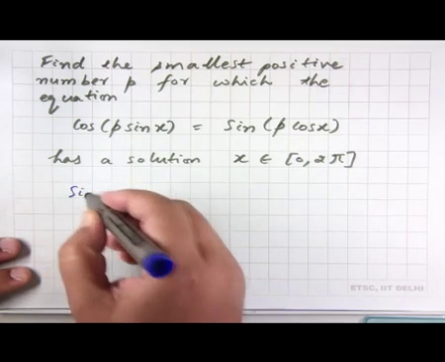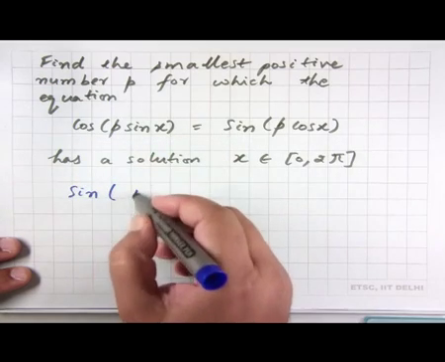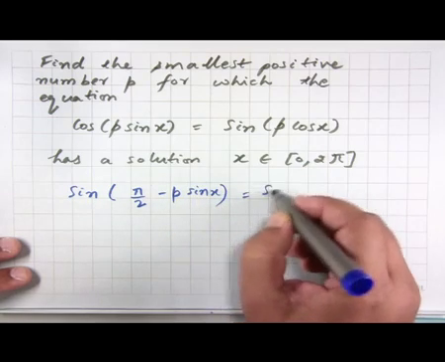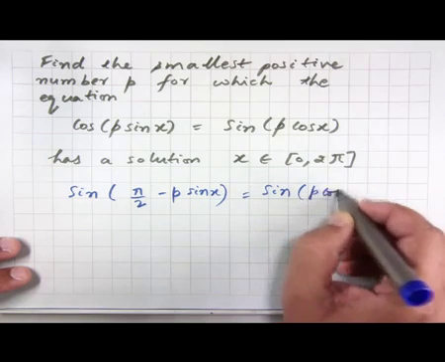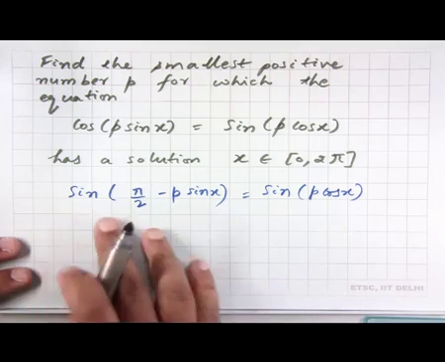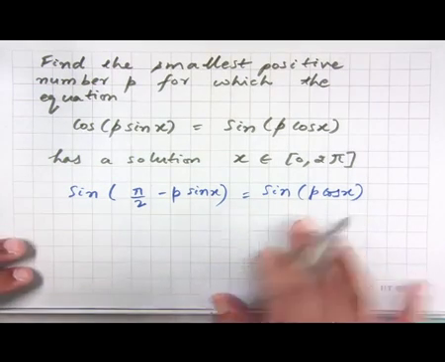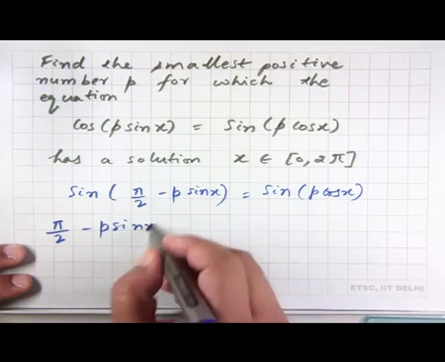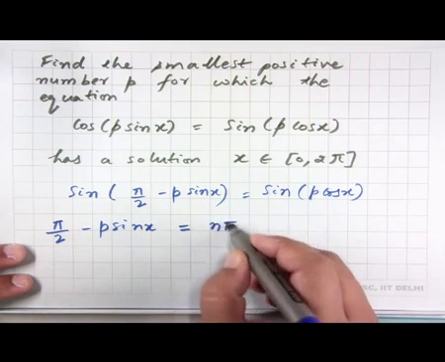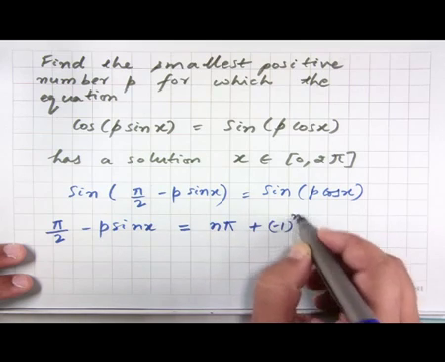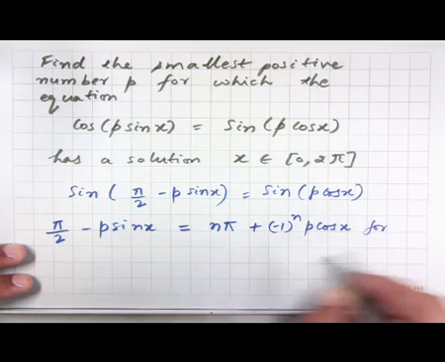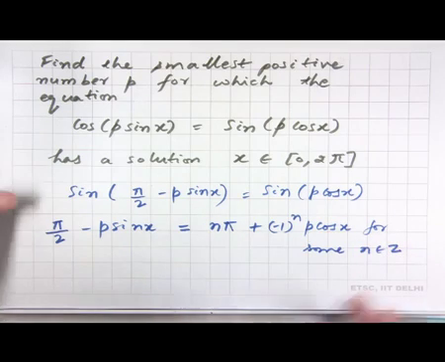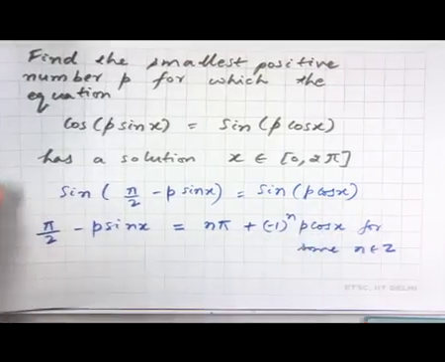So, we write this left hand side as sin of (pi by 2 minus p sin x) equals sin of (p cos x), and this is again of the form sin x equal to sin y. So, for this to be true, it must hold that pi by 2 minus p sin x should be equal to n pi plus (minus 1) to the power of n times p cos x for some integer n. So, let us now try different possibilities for this integer n and see what we get.